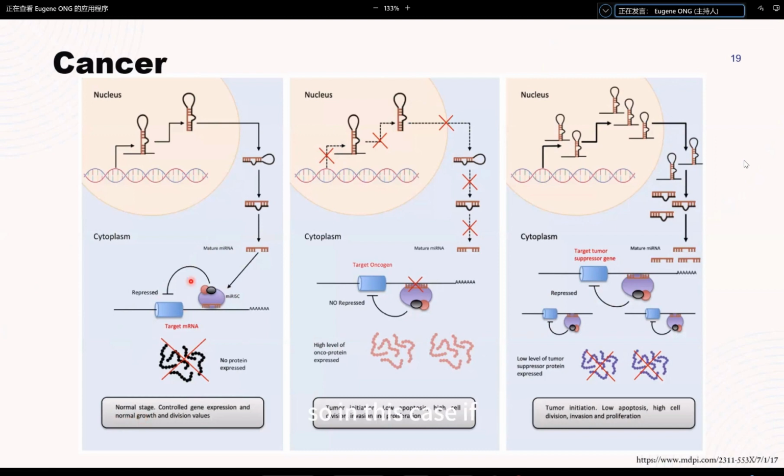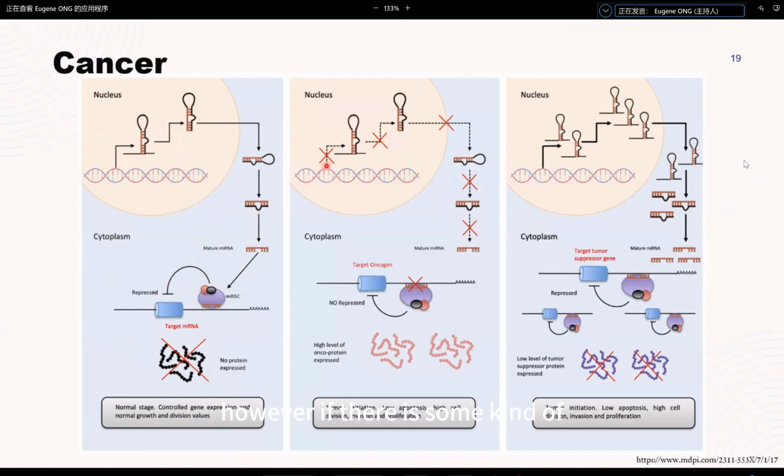So in this case, a mature microRNA, which is transcribed from the DNA into RNA and then transported out of the nucleus, entering the cytoplasm, performs some kind of regulatory control on transcripts. Therefore, this normal control of certain target mRNA will prevent certain proteins from being overexpressed or not expressed at all. So in this particular case, this is the so-called healthy or normal condition.